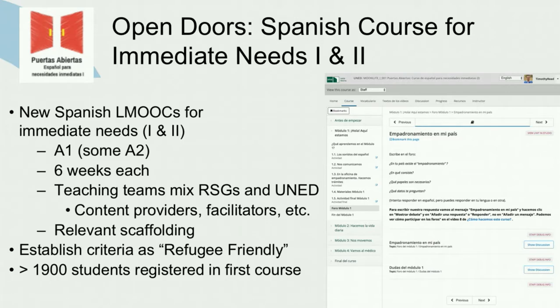I'm talking about people that were already literate in their own language, that they could even read or write or recognize our alphabet, Latin alphabet, etc. And we asked them, what are your immediate needs? And they unanimously said that it was basic Spanish. And I'm talking about A1, perhaps some A2.